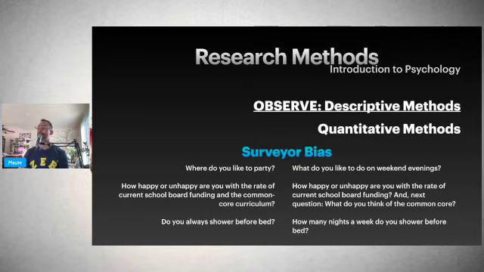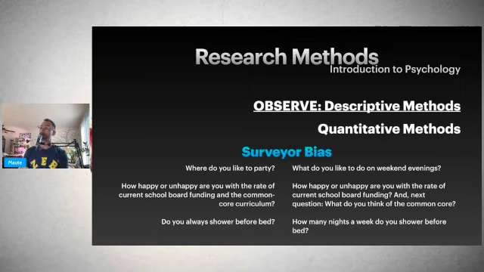Right? How happy or unhappy are you with the rate of current school board funding and the Common Core curriculum? Well, you just jammed at least two questions into one. So how are you going to be able to discern which half of that question is being answered? It would be better to break it up. How happy or unhappy are you with the rate of current school board funding? And next, what do you think of Common Core?